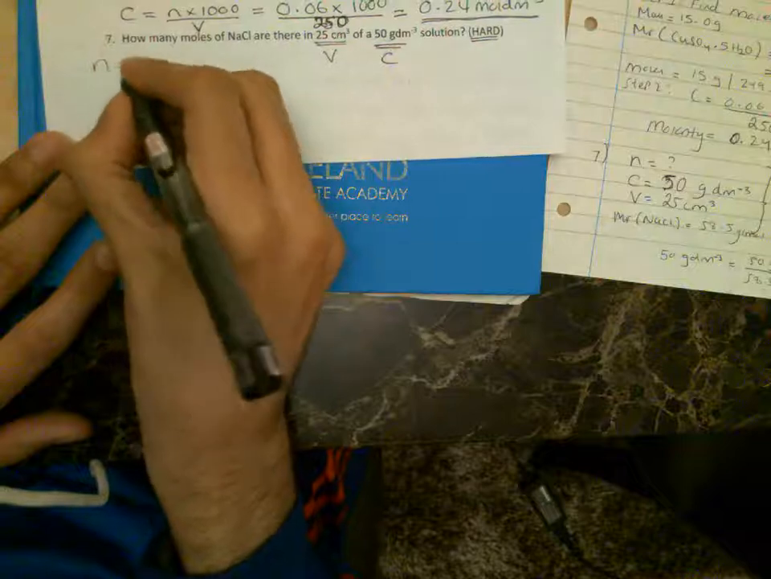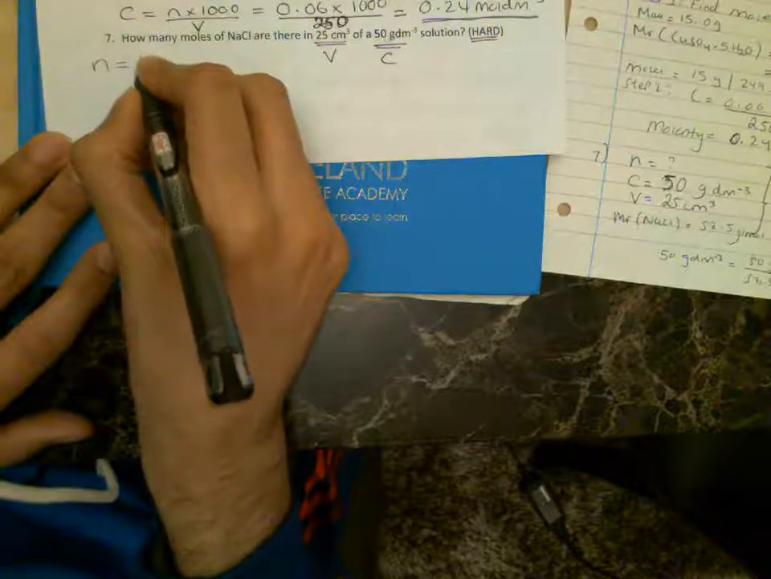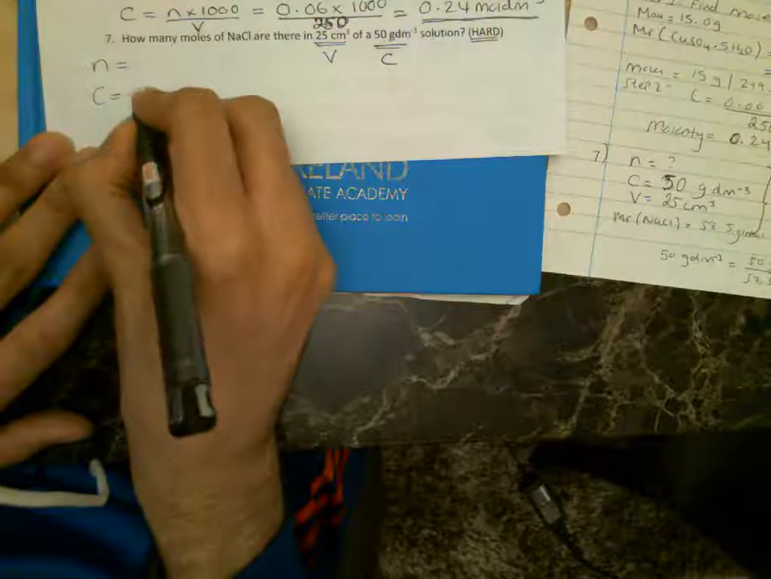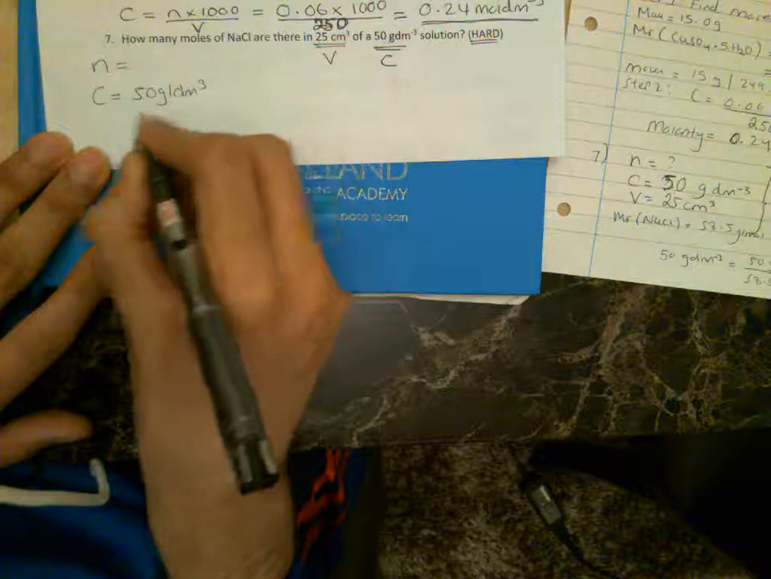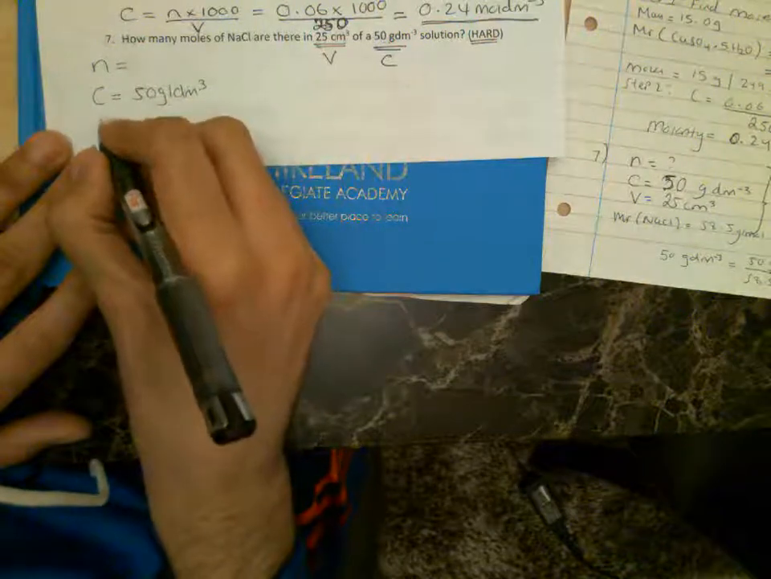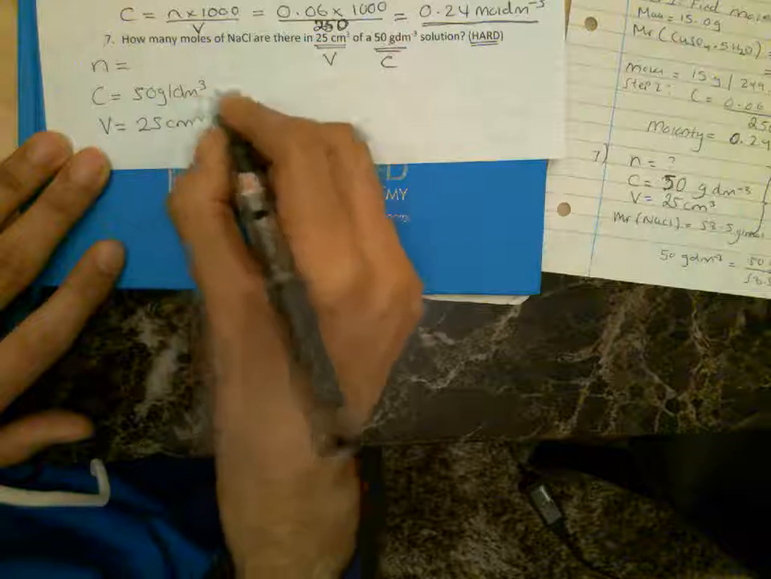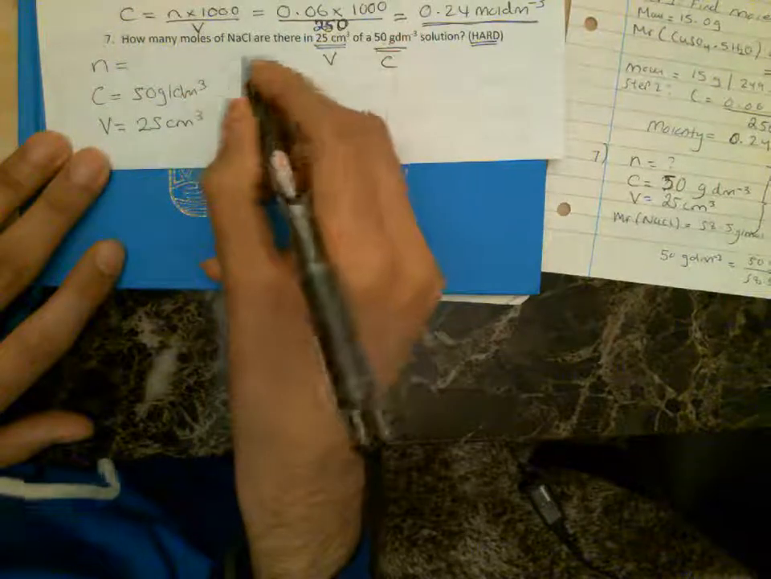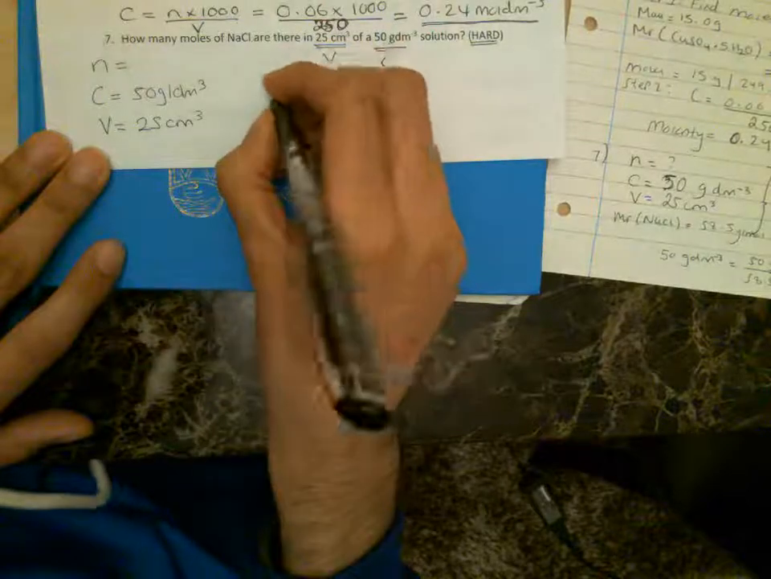So we can do this. N, do we know the number of moles just yet? No, but that's what we're trying to find. Concentration, we do know it, it's 50 grams per decimeter cubed, but that's not what we want. We want it in moles per decimeter cubed. Do we know the volume? Yep, 25 centimeters cubed.